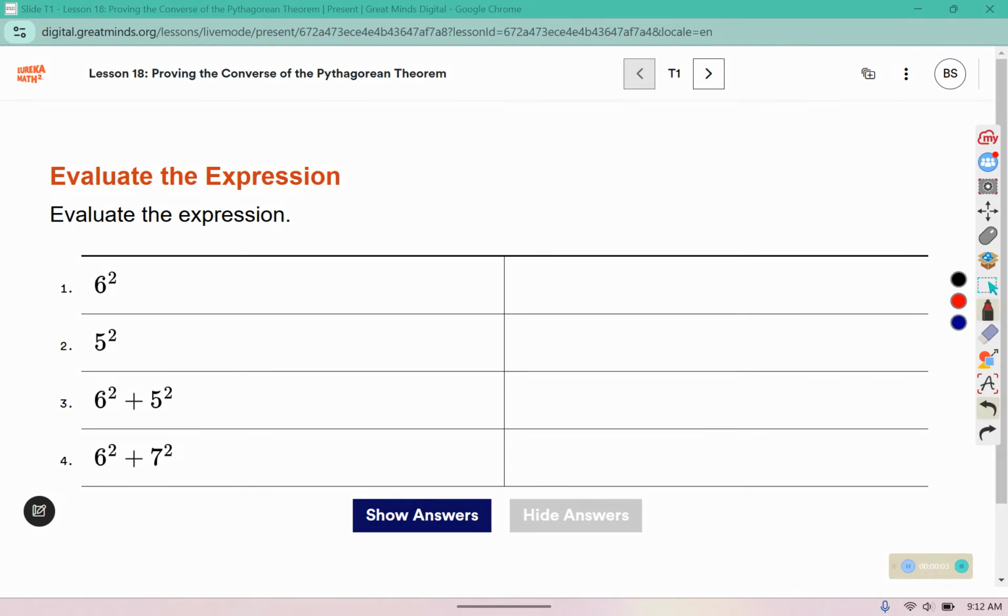Evaluate the expression. 6 squared is 36. 7 squared, 7 times 7, is 49. And if we add those together, 9 plus 6 is 15. 3 plus 4 is 7. Plus 1 more is 8. So this will say 85.